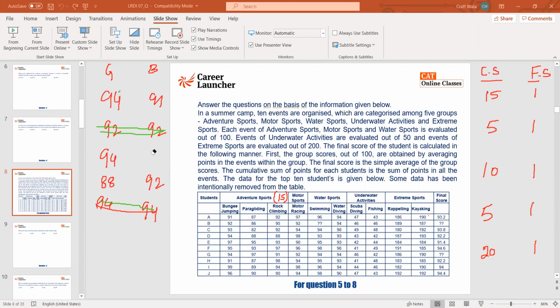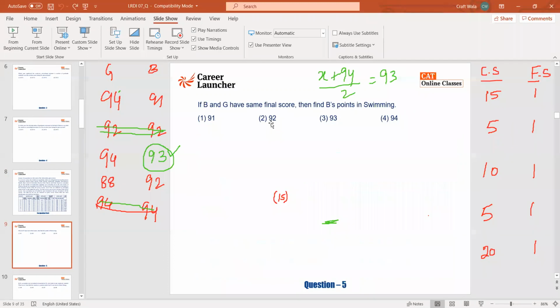That means now B can afford to get a 93 here. 93 आएगा तो भी चलेगा. For B, he can afford to get a 93 here. Now, that means the average of these two should be 93. So (x plus 94) by 2, what number will give me 93? Obviously 92 and 94's average will come 93. So the x value has to be 92. So I can say the value of x, or the missing number, is 92. So our answer option for this one is second.